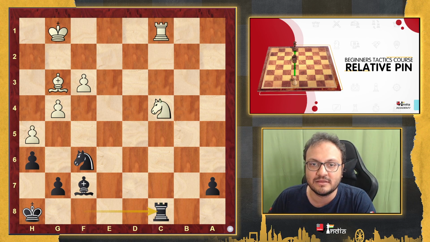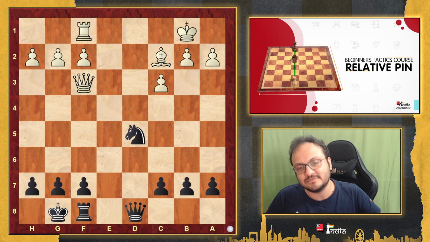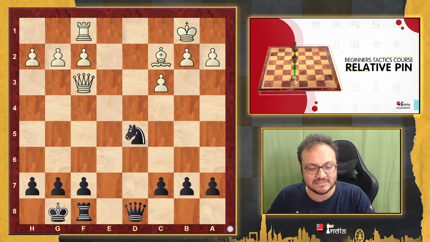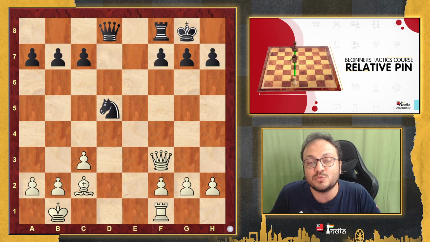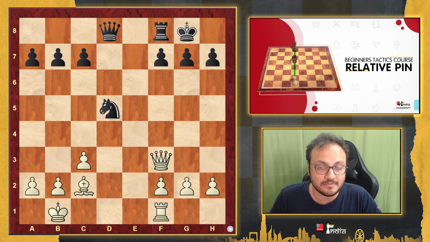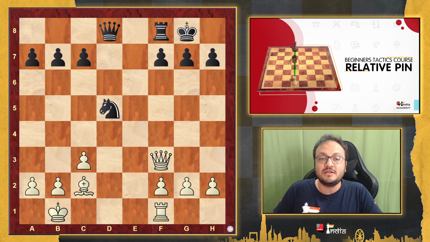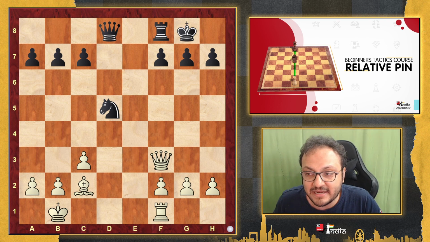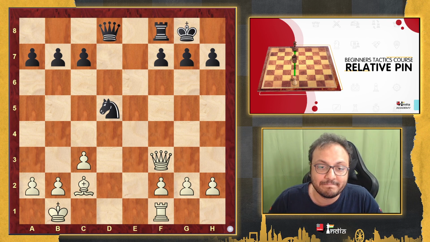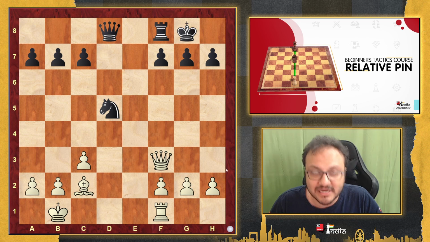Okay, here is one more for you. This one is white to play. What should white do in this position? Well, here the very nice move by white is, try to think.